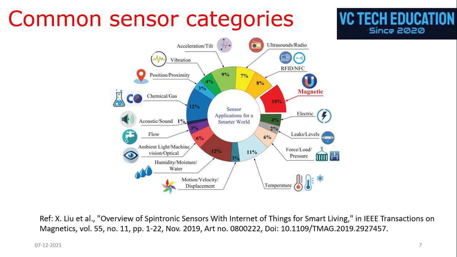Flow sensors are of 3%. Sound sensors are of 1%. Chemical or gas related sensors are of 12%. Proximity sensors are of 3%. Vibration sensors are 4%, and acceleration tilt is of 9%. So these are the different sensors related to the Internet of Things in smart living.